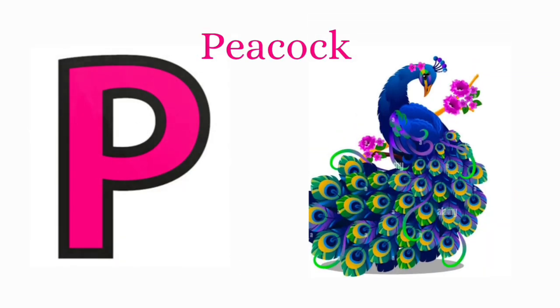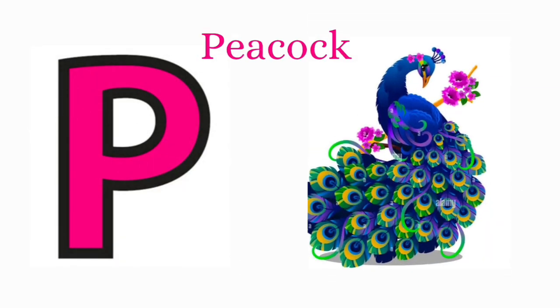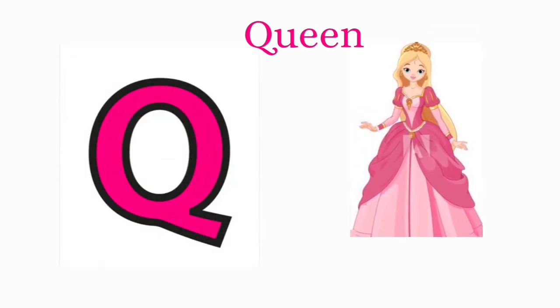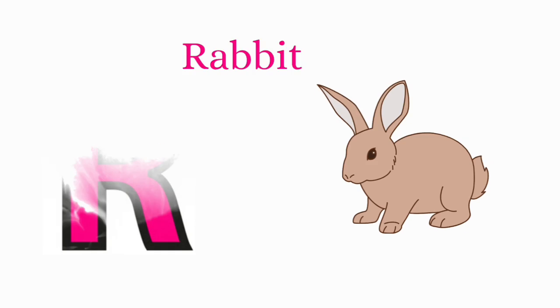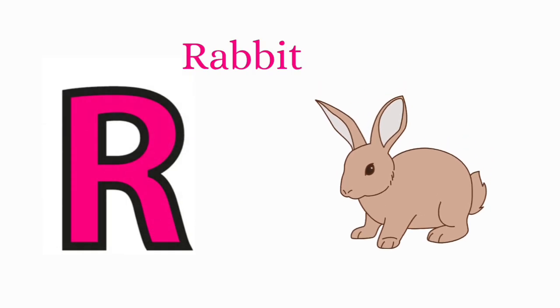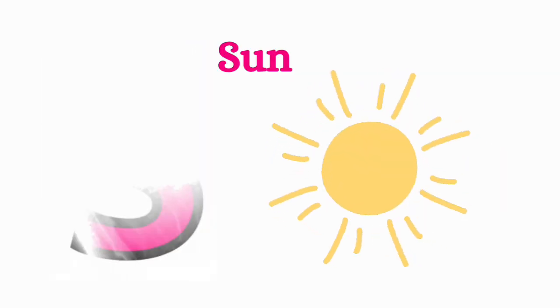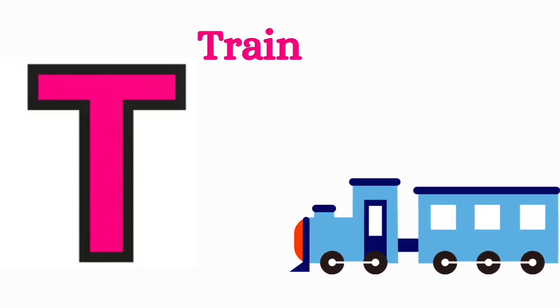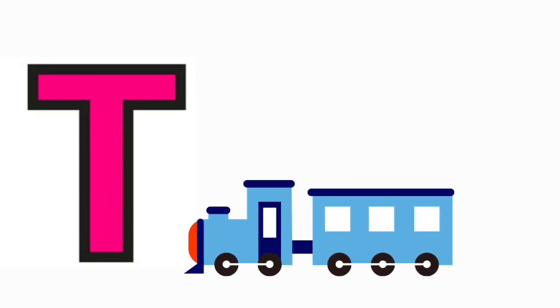P for peacock. Q for queen. R for rabbit. S for sun. T for train.